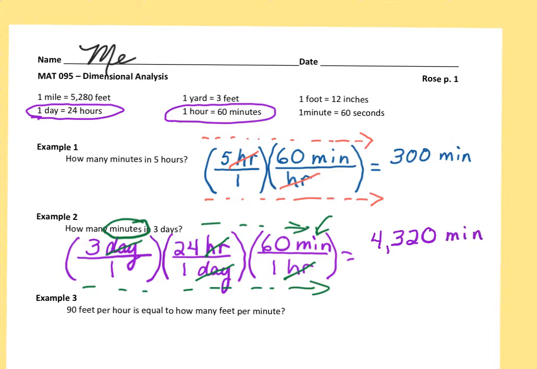1 times 1 times 1, which is 1. But we don't need to write that, do we? Because that is just equal to 4,320 minutes. That is how many minutes there are in 3 days.